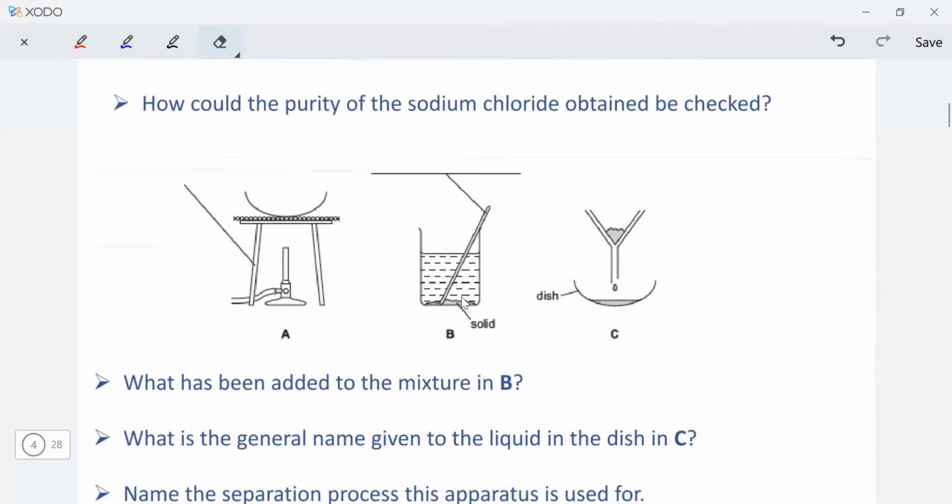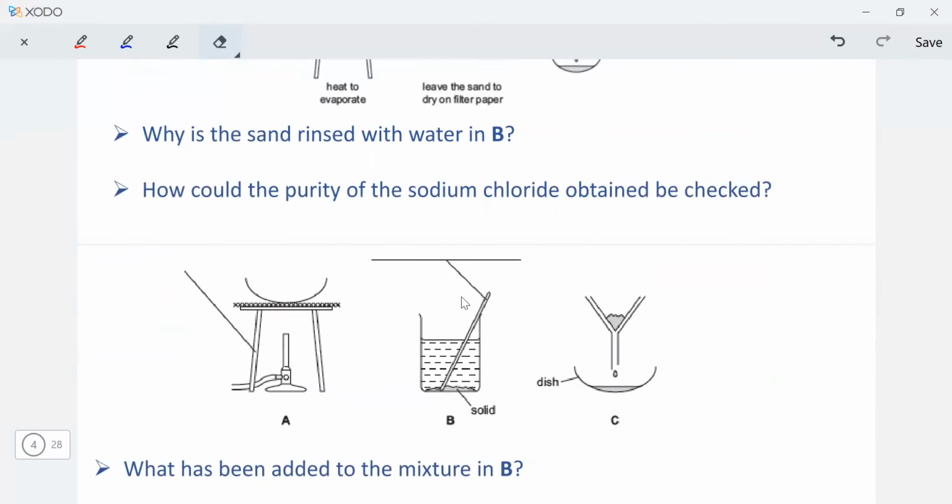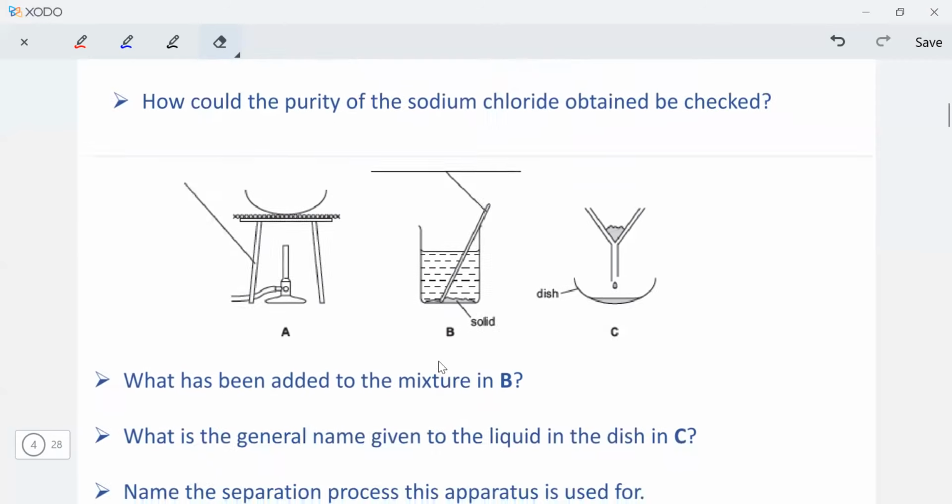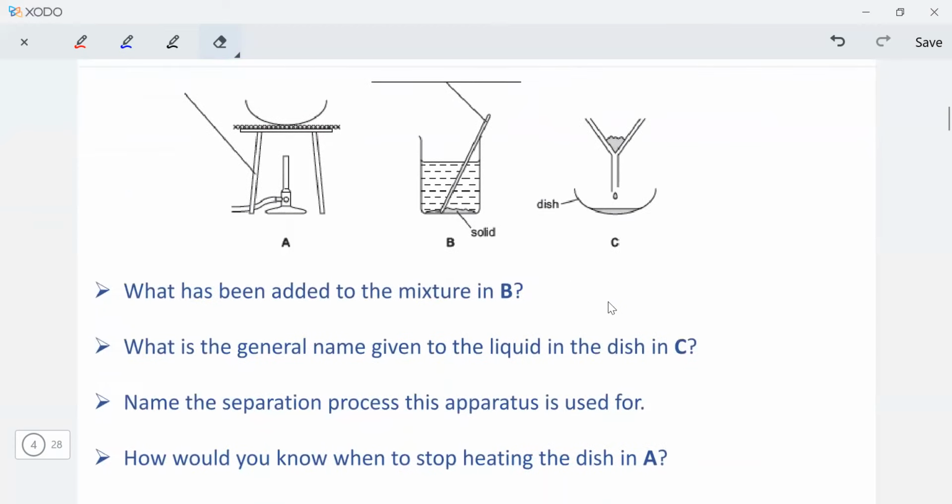Okay. Then here we have different diagrams. He's asking you, in this diagram, if I have a mixture of sand and, let's say, salt, what has been added to the mixture here? What has been added here is water. Another question, what is the general name given to the liquid in the dish? The part within the dish, we call it a filtrate. Name the separation process. The separation process here is filtration.